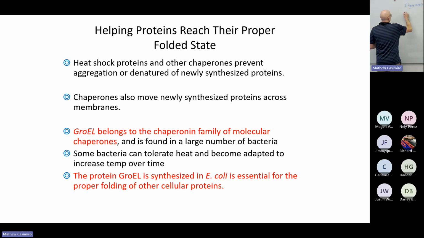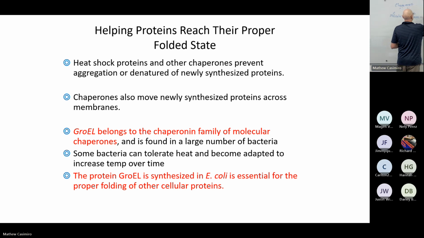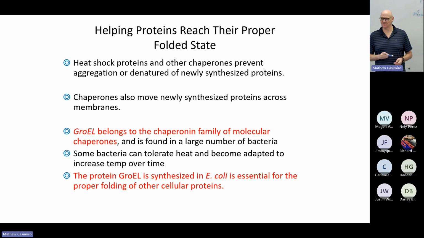There are two classes of chaperones, molecular chaperones and chaperonins. Okay, they're essential. We find them in all forms of life. Okay.